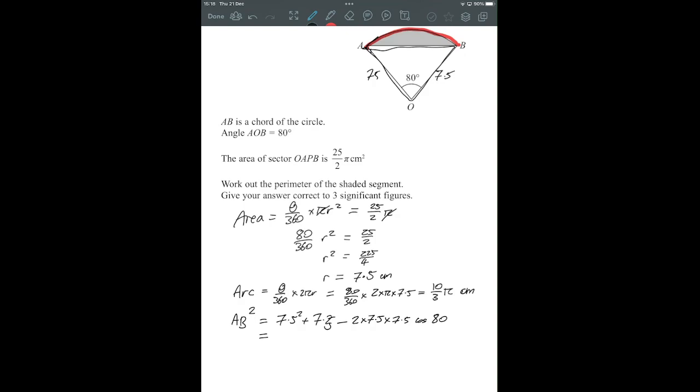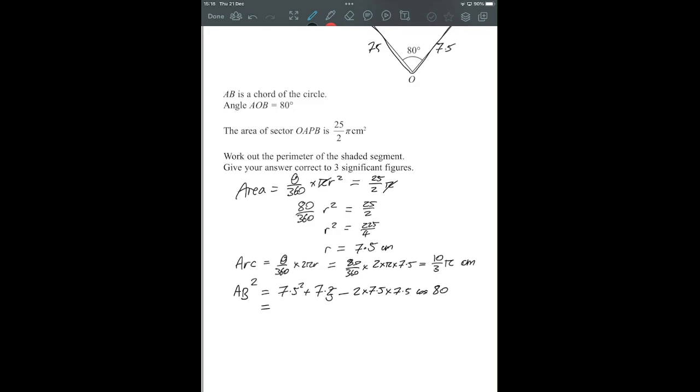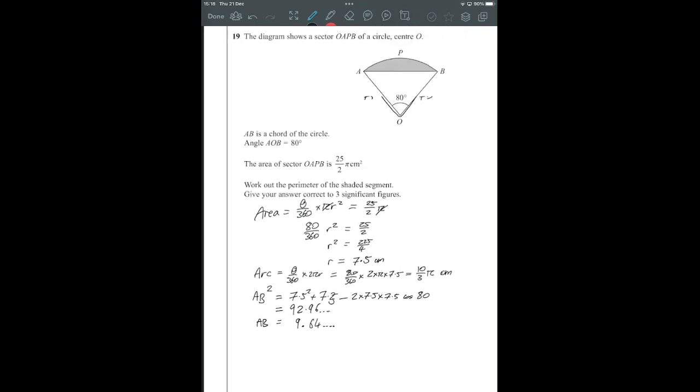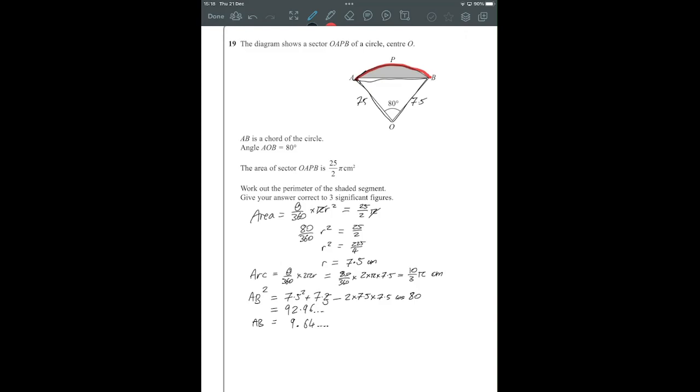Again, carefully typing that into my calculator. I'm going to get AB squared is 92.96, etc. So AB is the square root of that. It's 9.64... Does that seem reasonable? Yes. That angle should be bigger than the 7.5s. It shouldn't be ridiculously bigger, but 9.6 is the right kind of bigger to 7.5.